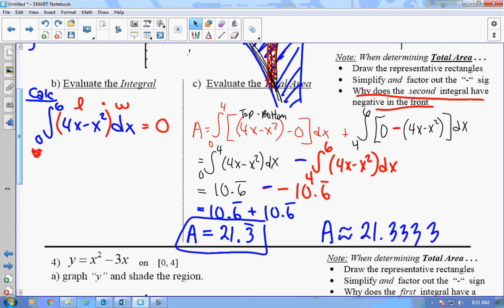Okay, would you and your neighbor please go try number 4? Y equals x squared minus 3x. Graph, evaluate the integral and evaluate the total area. When determining the total area, on the side it says, draw the representative rectangles so you can see if it's positive or negative. Factor out the negative sign like we just did. Evaluate the integral and the total area.